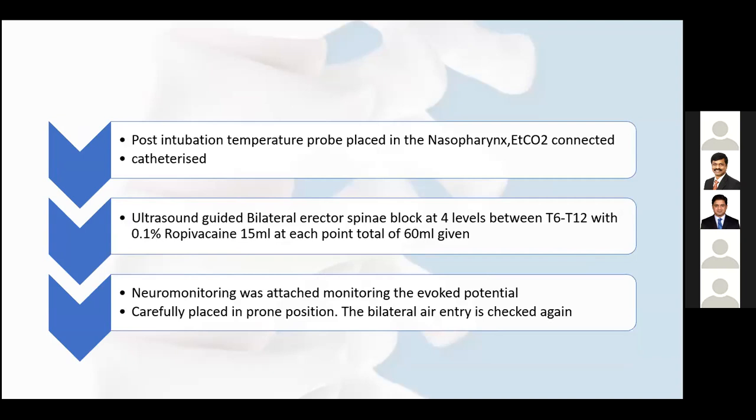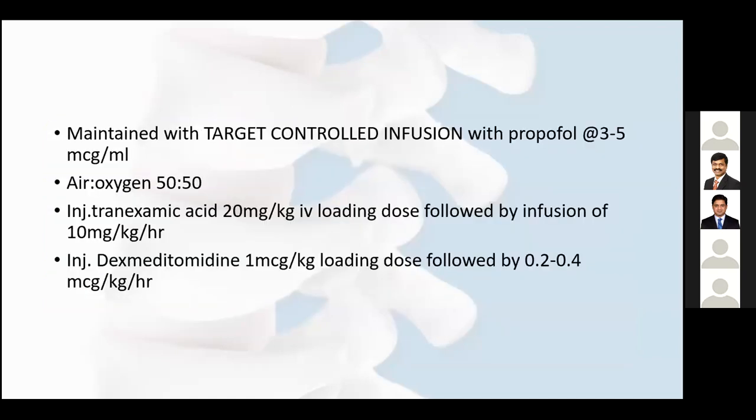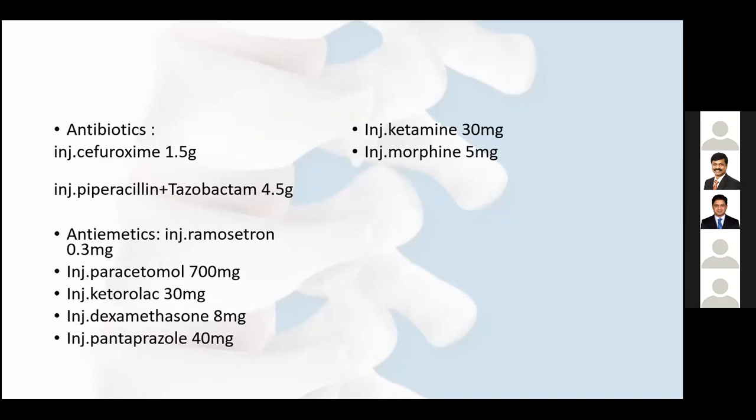Neuro monitoring was attached to monitor the evoked potentials. The patient was carefully placed in the prone position, and again the bilateral air entry was checked for the tube position. She was maintained with target controlled infusion with propofol at 3 to 5 microgram per ml, and air and oxygen 50% to 50%. Injection tranexamic acid 20 milligram per kg IV loading dose was followed by an infusion of 10 milligram per kg per hour. Injection dexmedetomidine 1 microgram per kg loading dose followed by between 0.2 and 0.4 microgram per kg per hour was maintained.